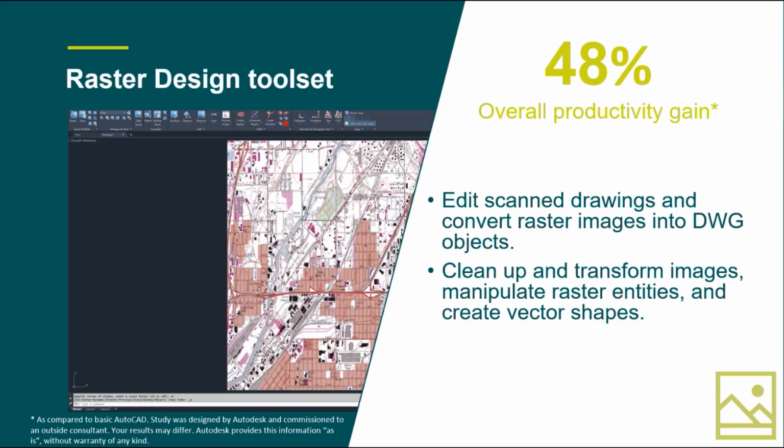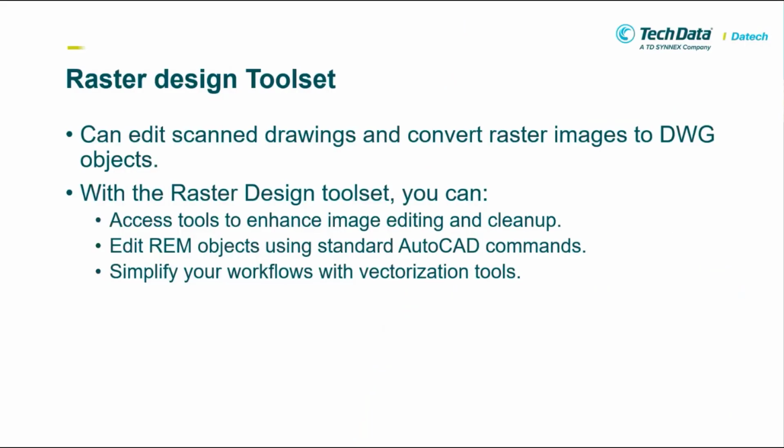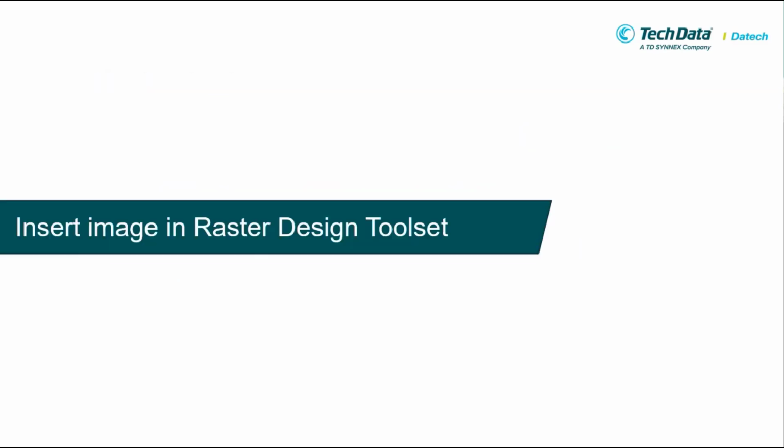There are n number of supported file formats available in AutoCAD. Some of them are like, you can find the raster entries that can edit the scan drawings or convert your images to DWG files. With the Raster Design Toolset, you can access tools that enhance your image editing and cleaning options. Your raster objects can be edited using standard AutoCAD commands, and there are many vector tools that help you on creating.